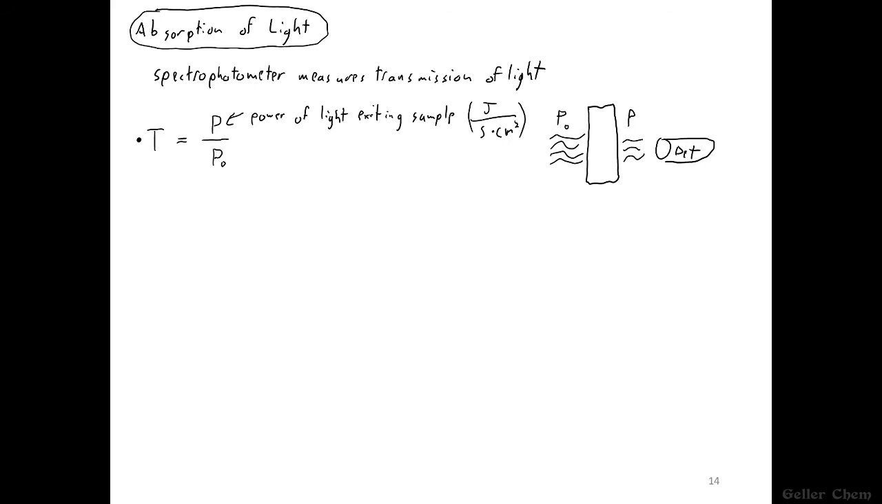But let's just finish off this definition. P0 is the original power of light. And right now we've been talking about transmittance.